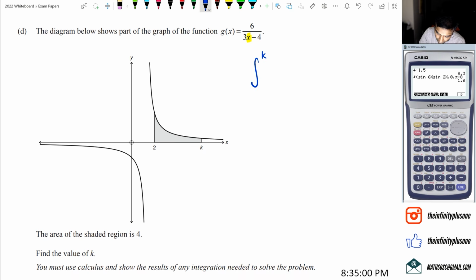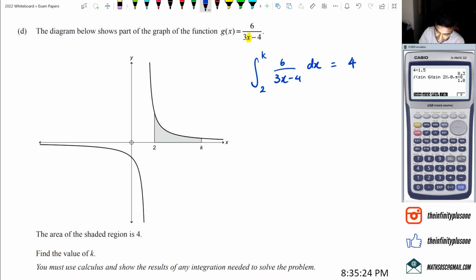With that in mind, what we've actually got is the integral from k to 2 of 6 over 3x minus 4 dx. All of this is equal to 4. That's what the question says, and we're trying to figure out what k is. Now, some people are saying, yes, James, you could do u substitution, but in this case, I'm just going to do it straight up.